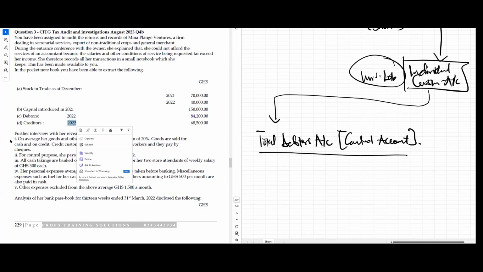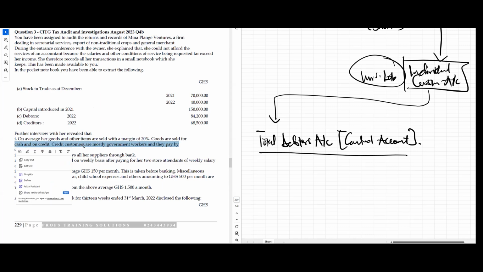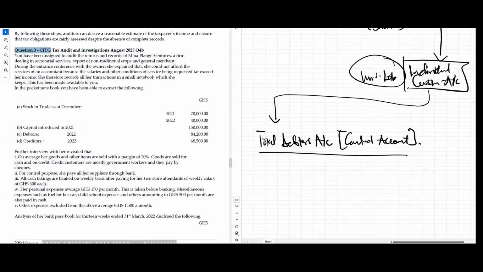Creditors balance 2022. Further interview revealed that on average, her goods and other items are sold with a margin of 20%. Goods are sold for cash and on credit. Credit customers are mostly government workers and they pay by checks. See, this is tax audit too. I didn't create this question. It's a past question, August 2023 question 4B. Can you see that?